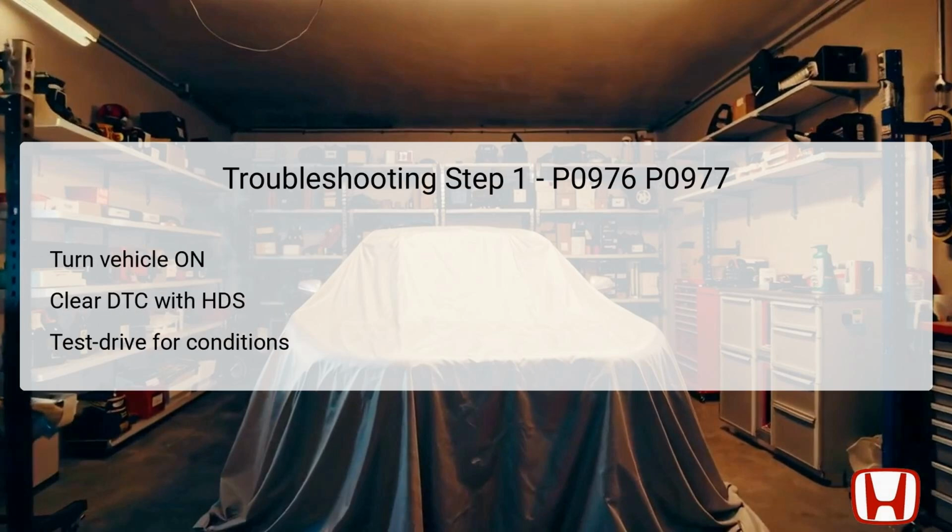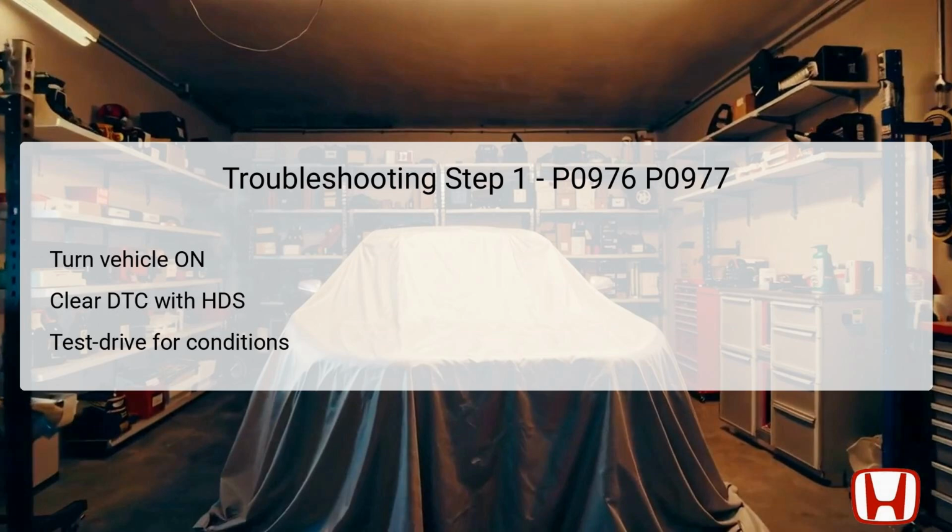The first step in troubleshooting DTC P0976 and P0977 involves verifying the problem. Begin by turning the vehicle to the on mode without starting the engine. Next, use the Honda Diagnostic System, HDS, to clear the existing DTCs from the system. Once cleared, conduct a test drive under specific conditions.